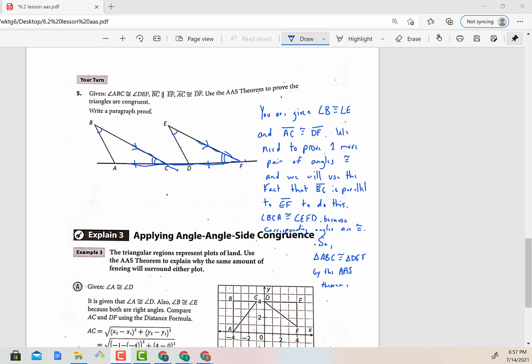The last part of my proof, I said angle BCA is congruent to angle EFD because corresponding angles formed by two parallel lines are congruent. Therefore, triangle ABC is congruent to triangle DEF by the angle-angle-side triangle congruence theorem.